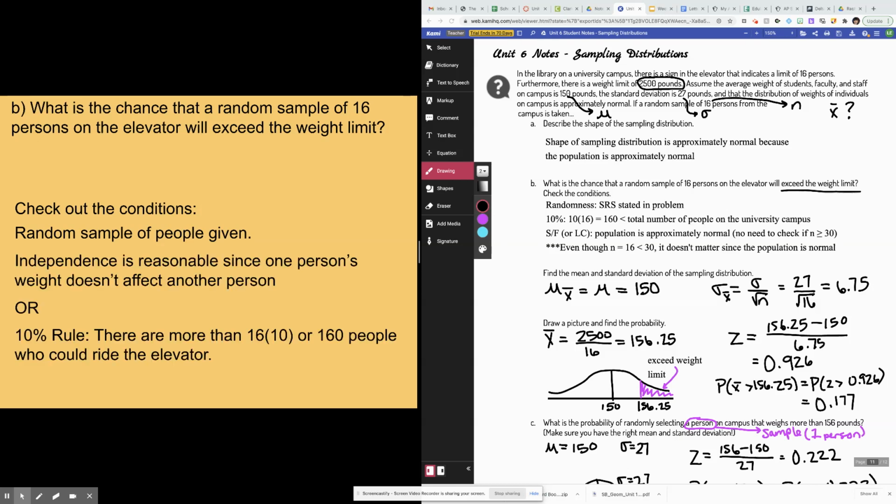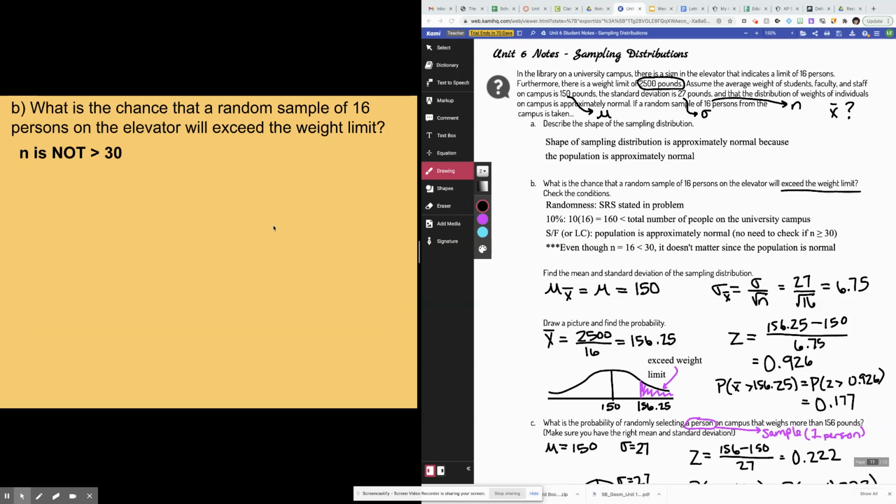Second, I have my independence/10% rule. I wrote out the 10% rule on the right side, but you could use independence here and say, well, it's reasonable to say that one person's weight is not going to affect another person's weight. So each person that you pull, their weights will be independent of one another. So either one of those is reasonable. And then the third condition is success/fail, or remember, you may hear it called large counts.